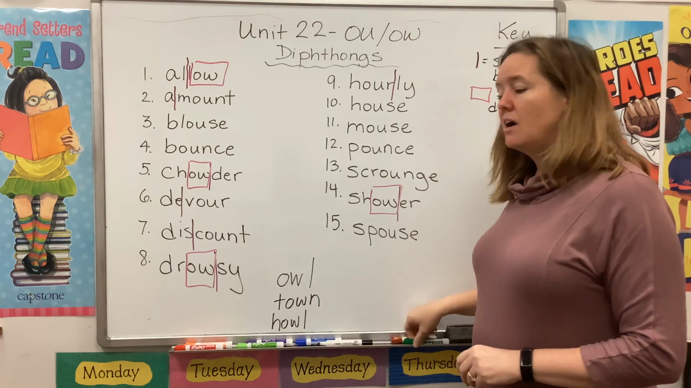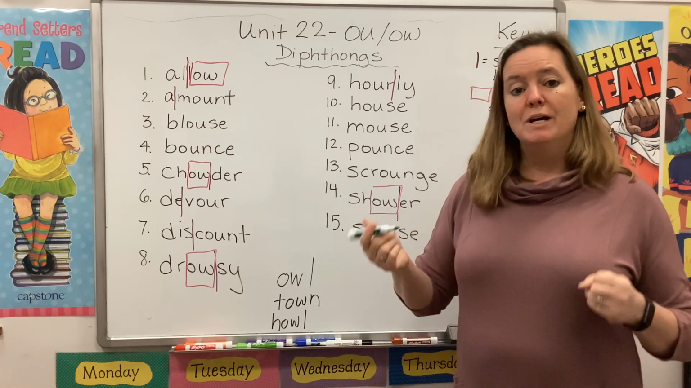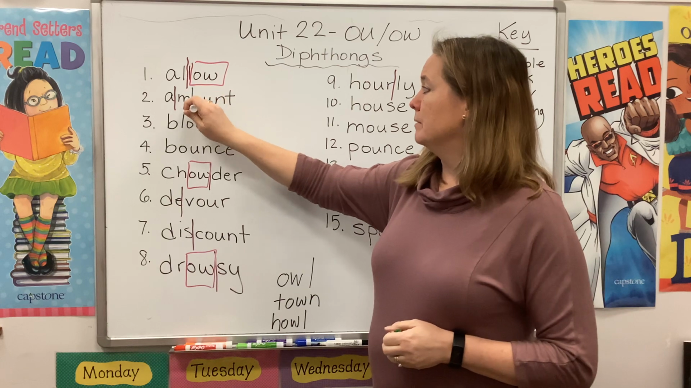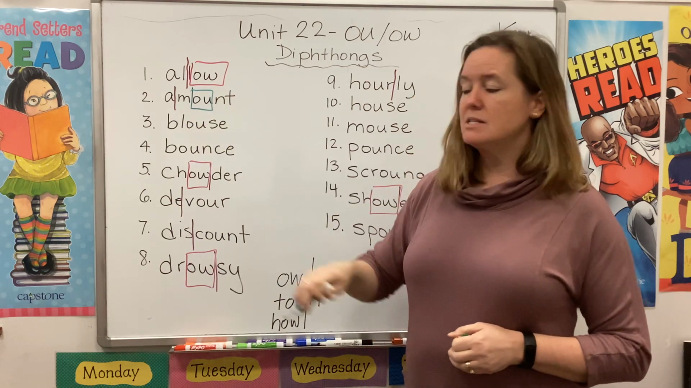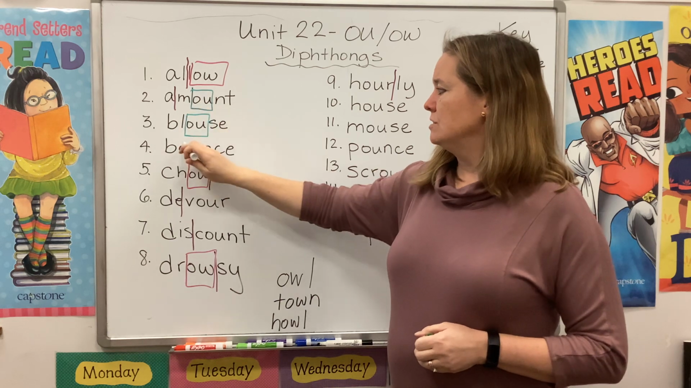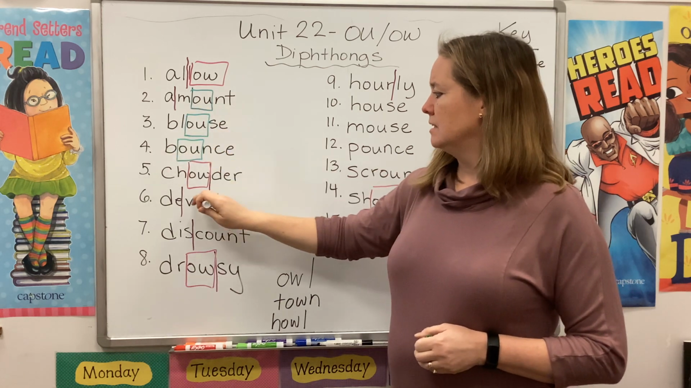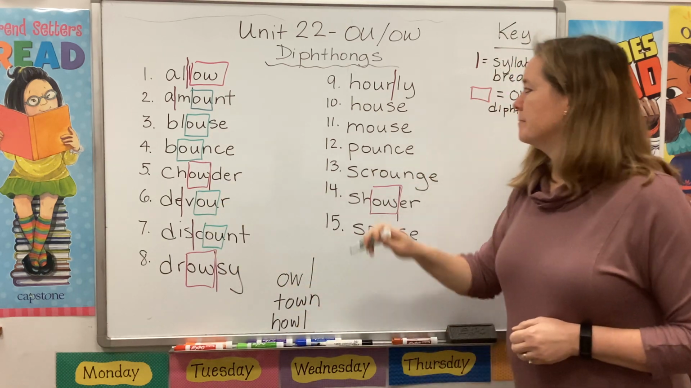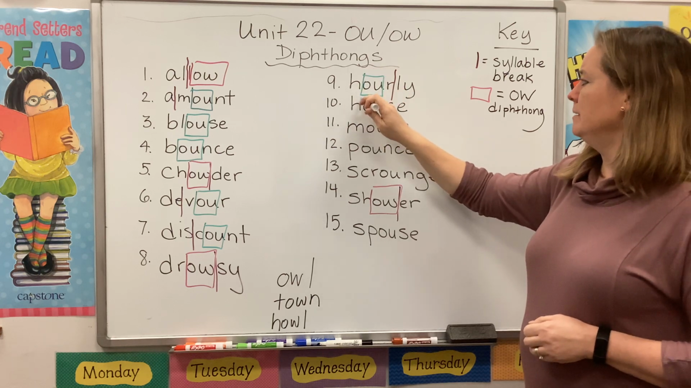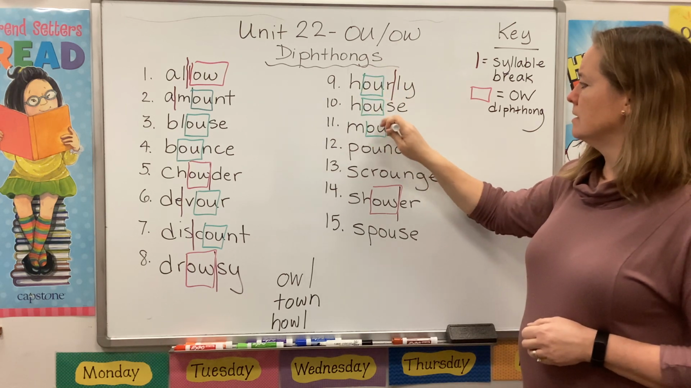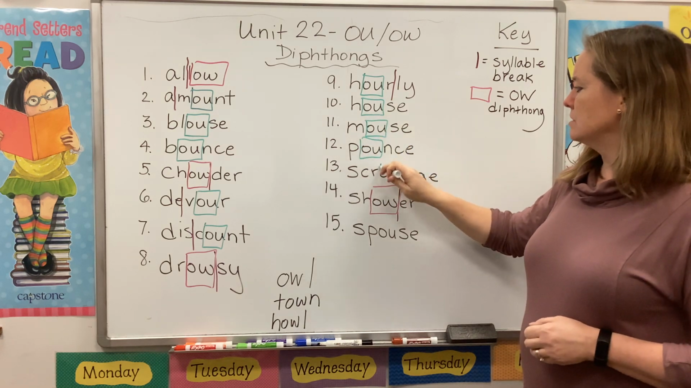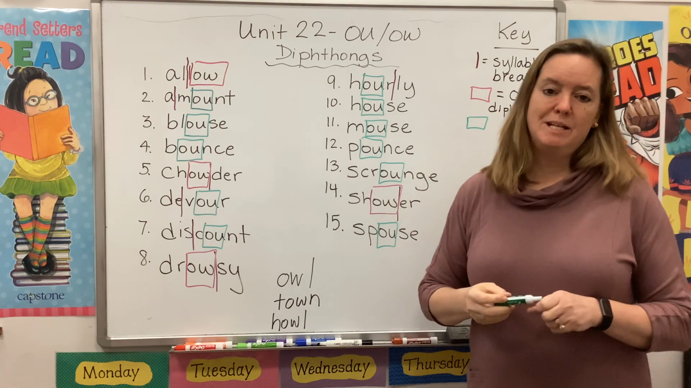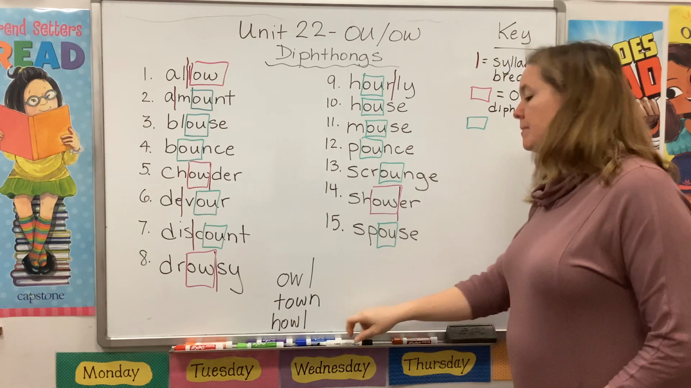All right, let's choose another color. And this time we're looking for OU. Now, OU is another diphthong. It also can say ow. Here we see it tucked in the middle of amount, blouse, bounce, devour, discount, hourly, house, mouse, pounce, scrounge, and spouse. Green box equals OU diphthong.